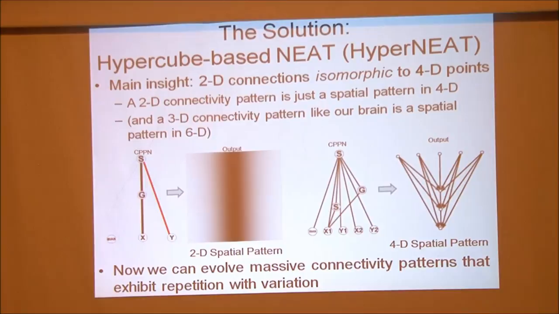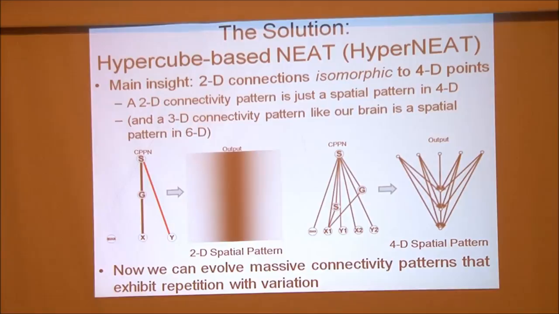And so basically, I need four dimensions, and that's why you see these here: x1, y1, x2, y2. Four dimensions is the amount of space that I need to describe a pattern across some kind of connectivity that connects nodes in two dimensions. And similarly, like it says here, a three-dimensional connectivity pattern could be produced through a six-dimensional CPPN. So I need six dimensions to do that. So it can be done.